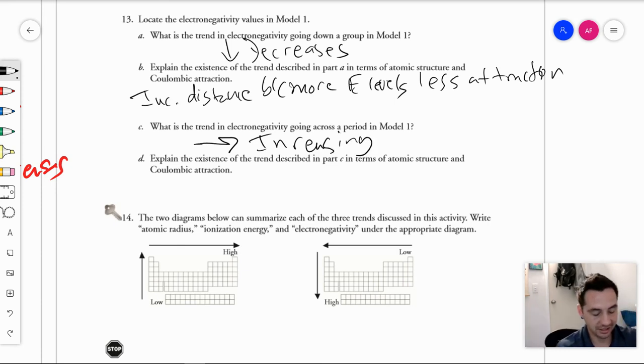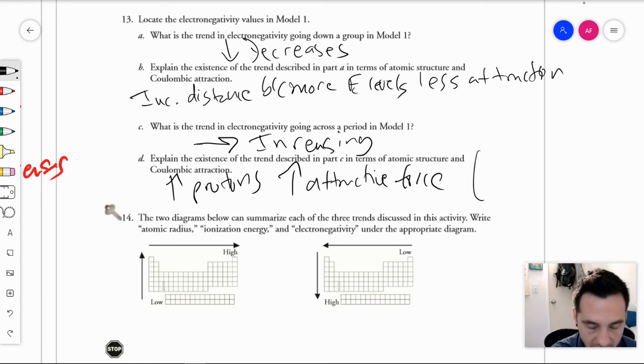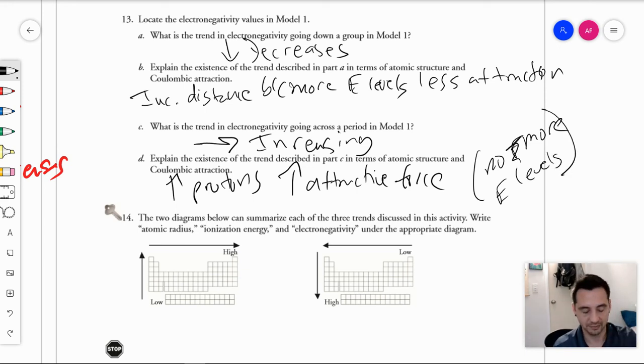Okay. Now explain the existence. Well, we're not adding energy levels from left to right. We're adding more protons, which increases the attractive forces. So increase protons, increase attractive force. And just as a little side note, we're not adding any more energy levels. Okay, now the last question here asks you to look at these two diagrams and figure out which ones match with which.